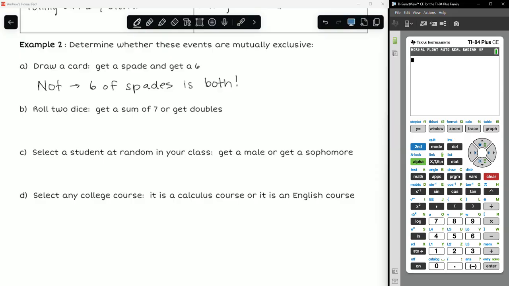And next, I roll 2 dice. We're going to assume that they're 6-sided. And I get a sum of 7, or I get doubles. In this case, these guys are mutually exclusive. And the reason they're mutually exclusive is that doubles are always going to be a sum that is even.